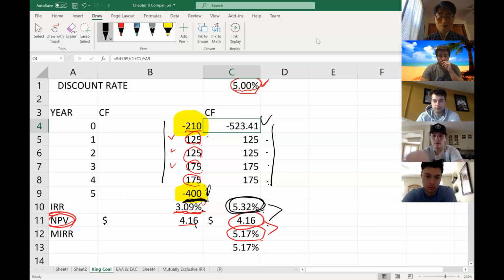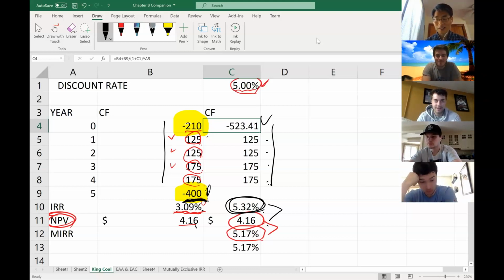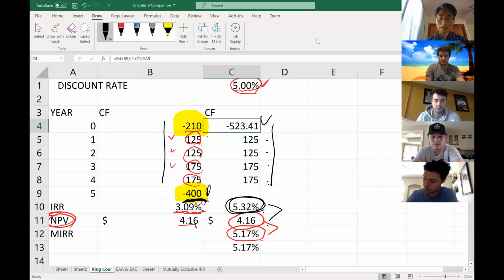So what's the take-home message here? The take-home message is that whenever you deal with a project that has multiple cash outflows, especially in the future, do not use the internal rate of return. Use either the modified internal rate of return or eliminate the future cash outflow by calculating the present value of that future cash outflow.